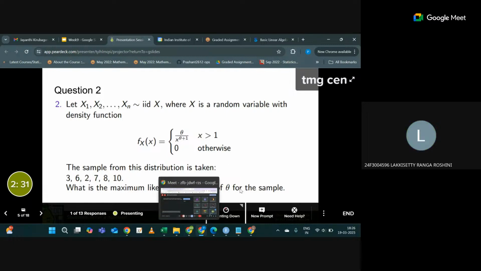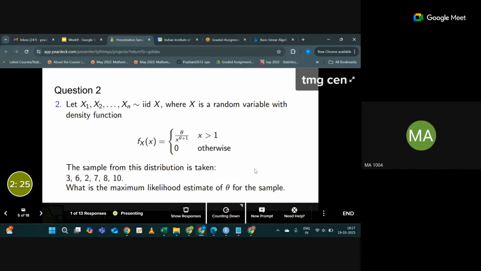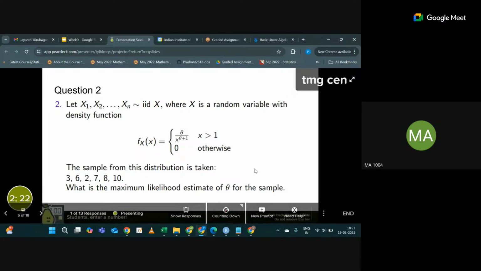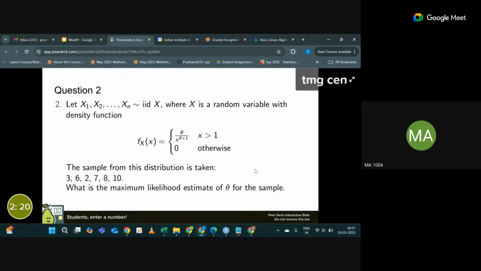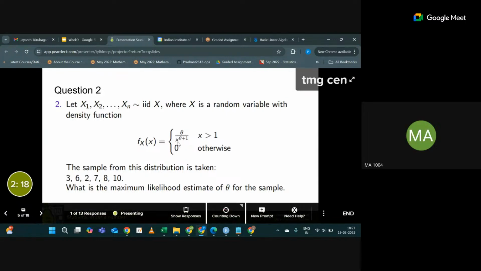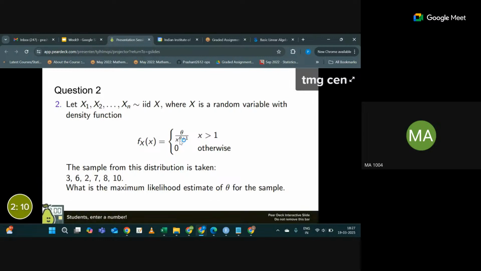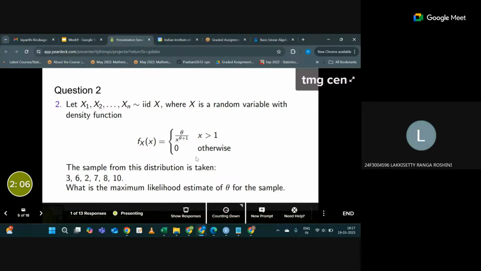Sir, in the place of x, we need to just keep x1, right? Yes, that's the meaning of fx of x1 into fx of x2. This is for one specific x. Then for 6 samples, x is one sampling instance, so instead of x you have x1. You have to replace x with x1.